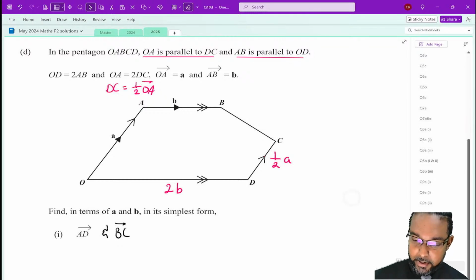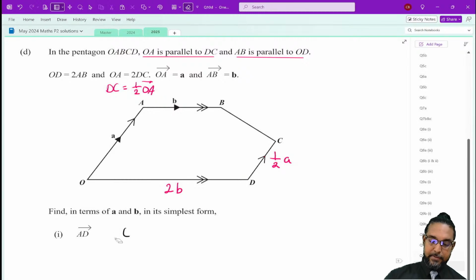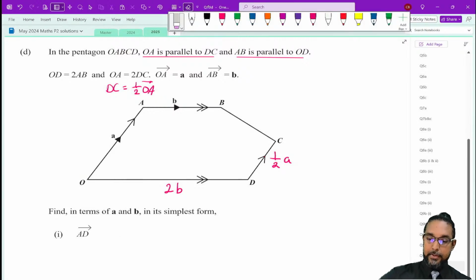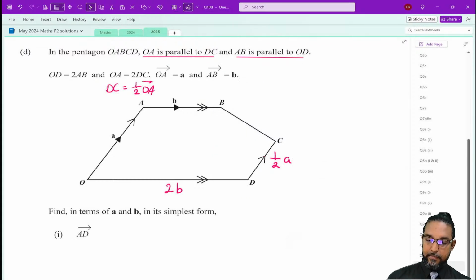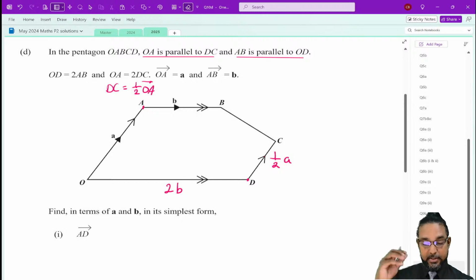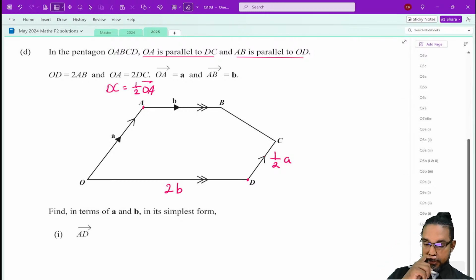Okay, all right guys, sorry about my little rant there. Basically, what they're asking for here with AD is, in terms of A and B, how do we get from point A to point D? And like I keep telling you, just think of vectors as directions. We can only travel along the lines that have vectors on them.